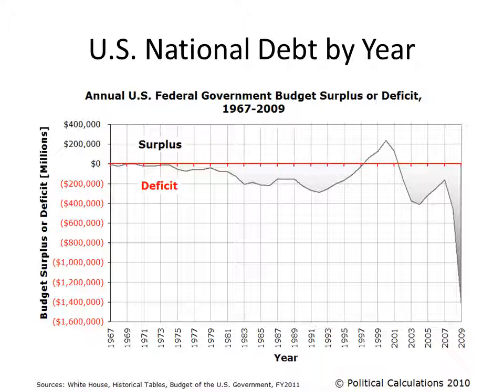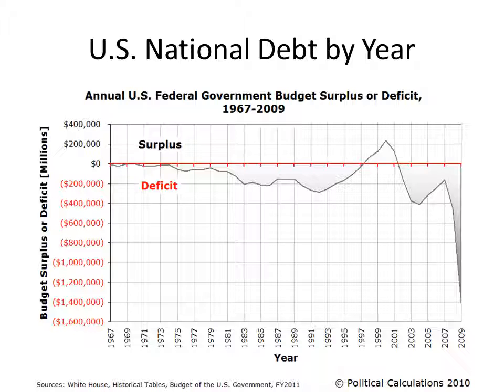If you look at a graph of the United States national debt by year, on the x-axis you have the years since 1967 through 2009, and on the y-axis on the left you have the budget surplus or deficit in millions of dollars. So, for example, when you see in red there a million, that is really a million million, or $1 trillion. So we were doing pretty good.